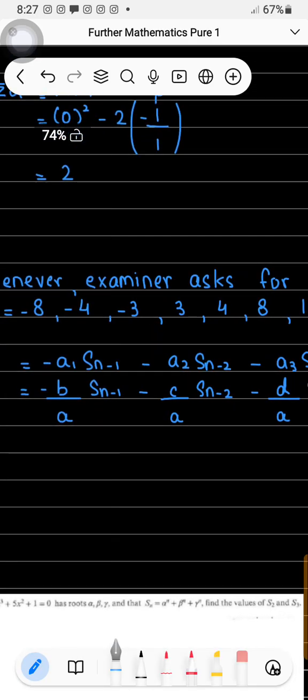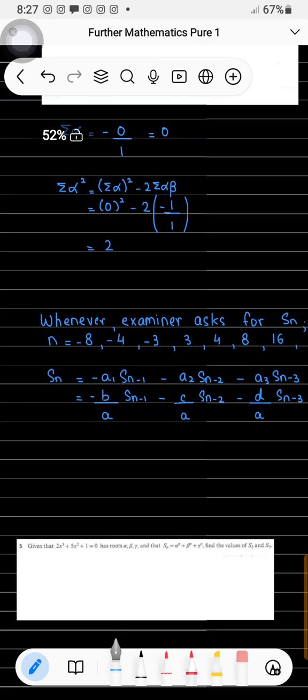And what is Sn minus 1, what is Sn minus 2, and what is Sn minus 3? Basically, if it asks for S4, Sn minus 1 will be S3, Sn minus 2 will be S2, and Sn minus 3 will be S1. But if he asks for S3, Sn minus 1 will be S2, Sn minus 2 will be S1, and Sn minus 3 will be S0.